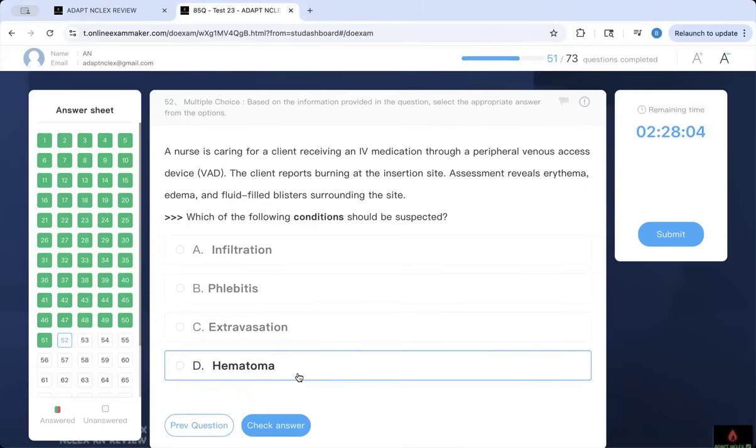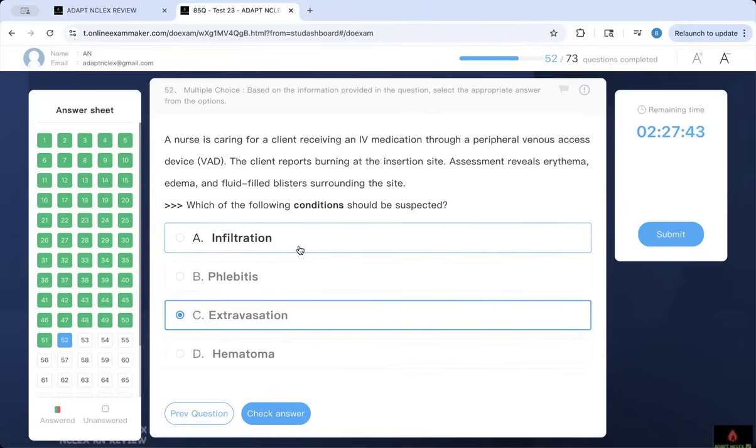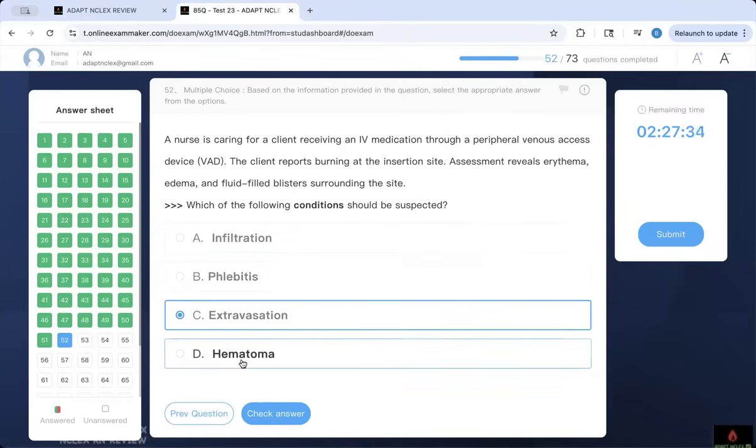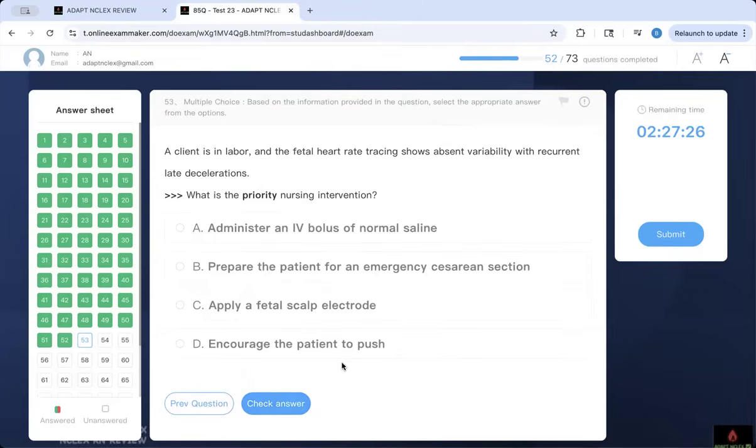Is this infiltration, phlebitis, extravasation, hematoma? Go back to the buzzword, peripheral venous access, and I see red, I see edema, I see blisters. You pick your answer? I know you picked the right answer because you have to pick extravasation. That's necrosis. Infiltration, it gets dark, it gets thicker, it gets cold. There's no erythema. Phlebitis, you look for palpable cord. Hematoma, you see bruising, but no blister. Therefore, this is extravasation.